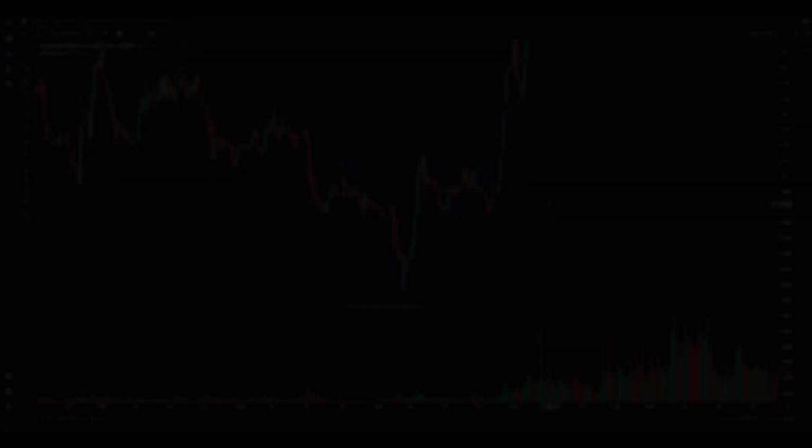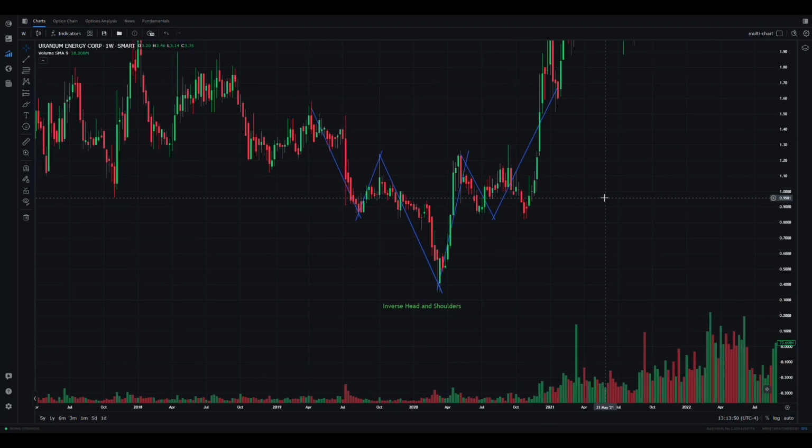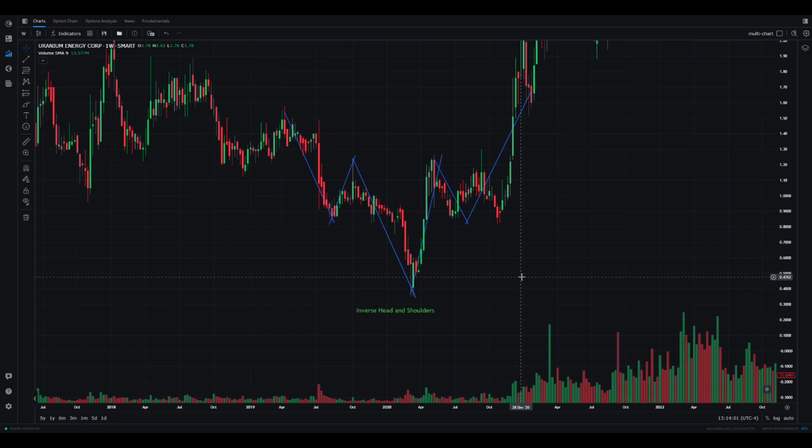Inverse head and shoulders. The inverse head and shoulders pattern often signals a potential trend reversal from bearish to bullish. The pattern is essentially the mirror image of the traditional head and shoulders pattern. Instead of three peaks like in the head and shoulders pattern, the inverse head and shoulders pattern consists of three troughs, a lower trough, the head, between two higher troughs, the shoulders. This pattern resembles the shape of a head and two shoulders, but upside down.